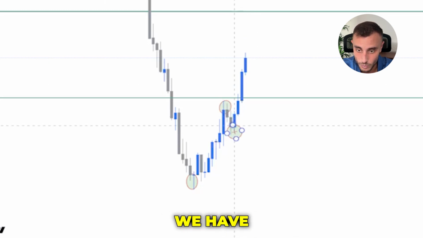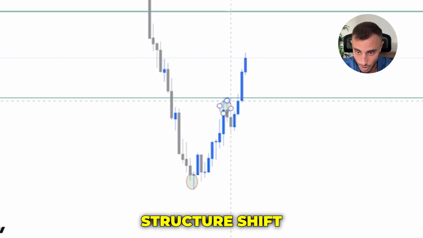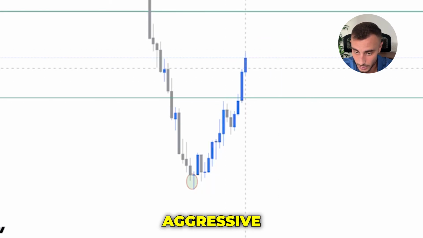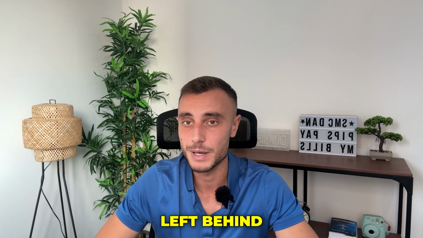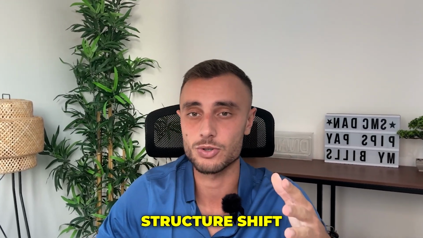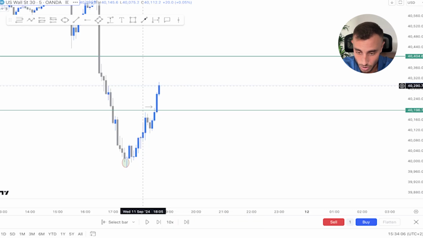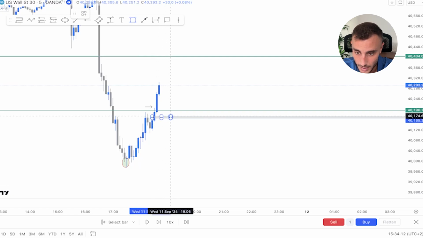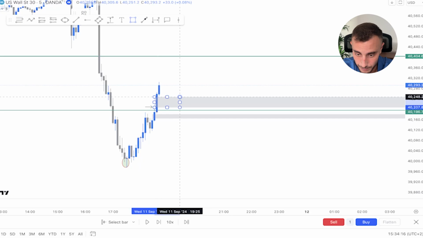So right here, we have an aggressive market structure shift. And why is it aggressive? Because imbalance was left behind. This is very, very important. If we don't see imbalance, the market structure shift isn't valid. So right here, we can see that we have this fair value gap right here, okay, and we have another fair value gap right here as well, okay?